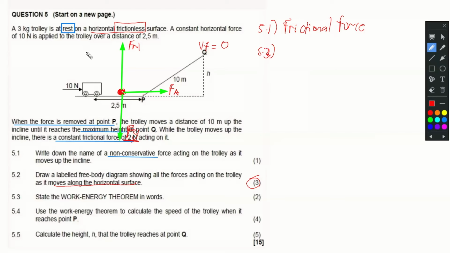And now this was your 5.2, the free body diagram. And then in 5.3, state the work energy theorem. Again, you need to remind yourself by just writing the formula. W net is equal to change in EK. Then what does it say? States that the net work done. So this is what you do, guys.